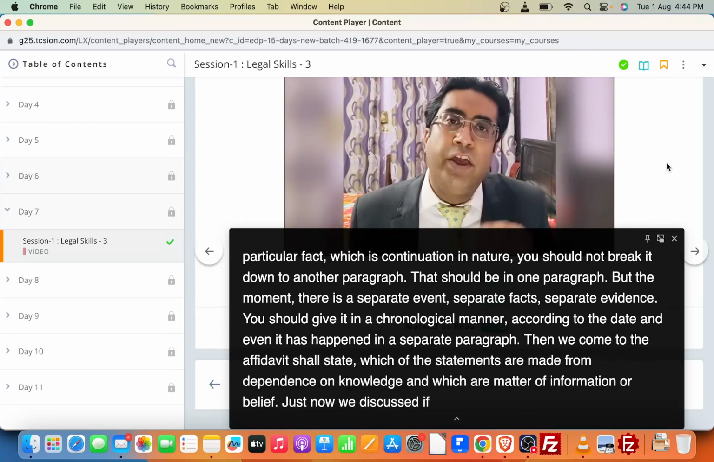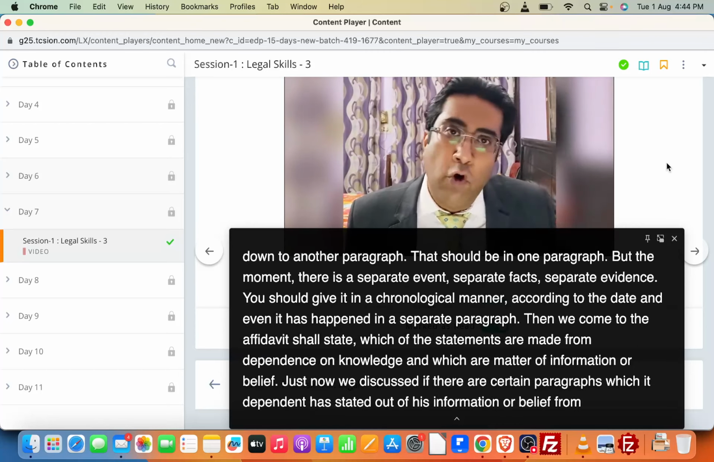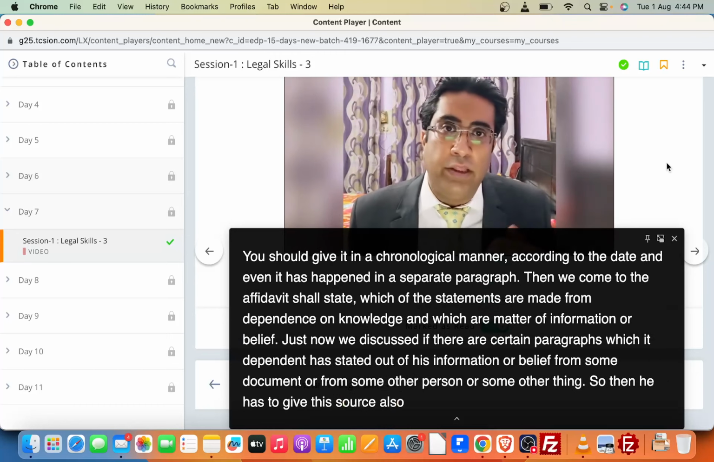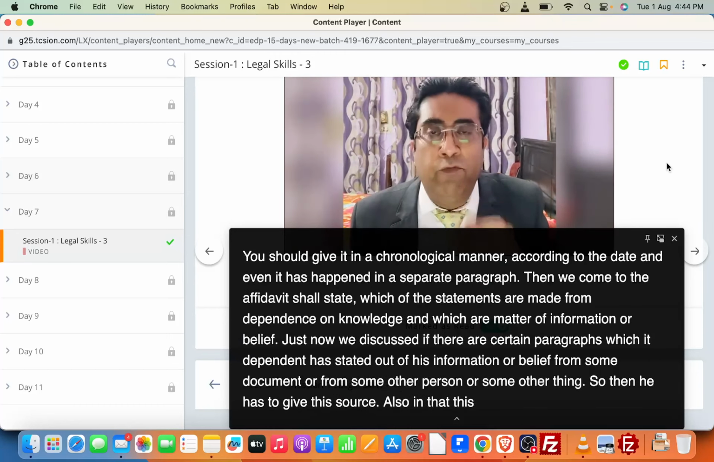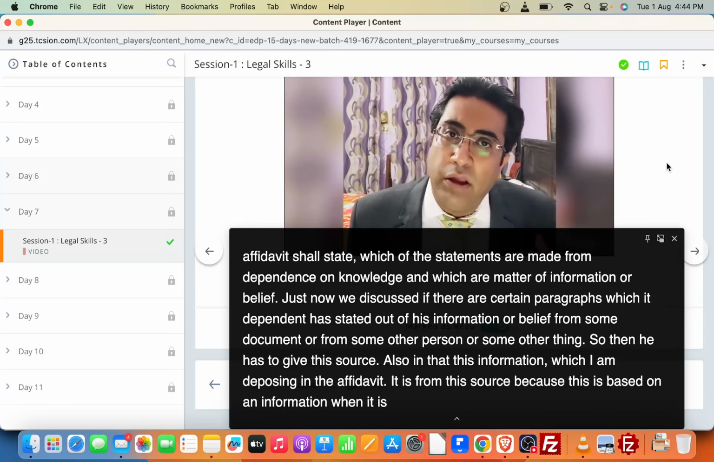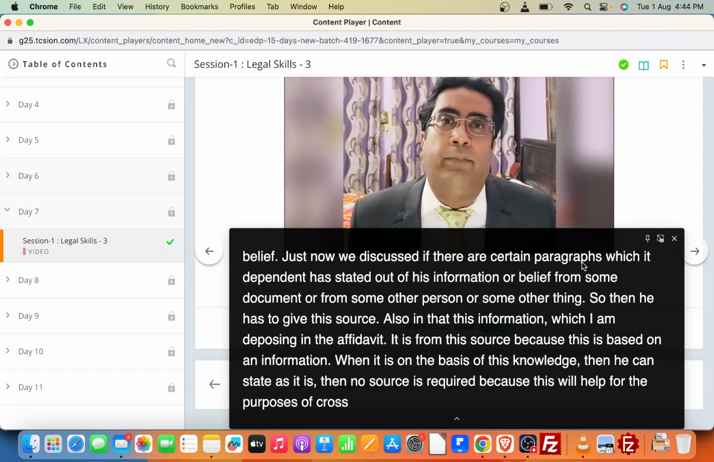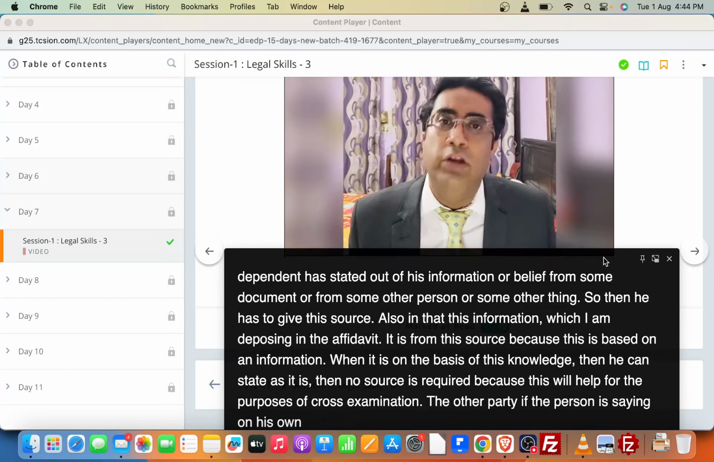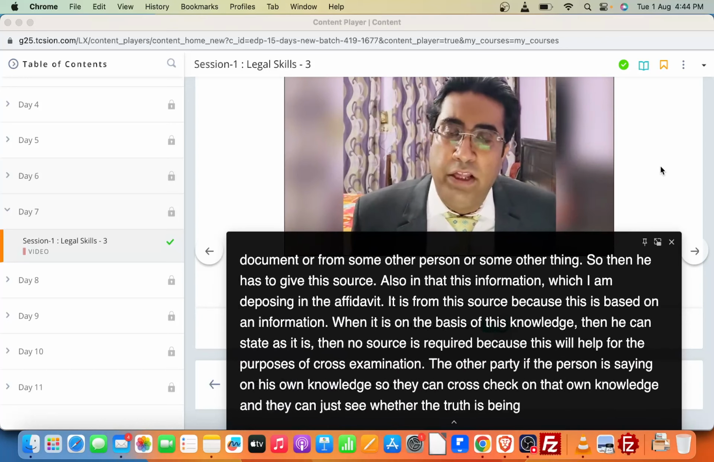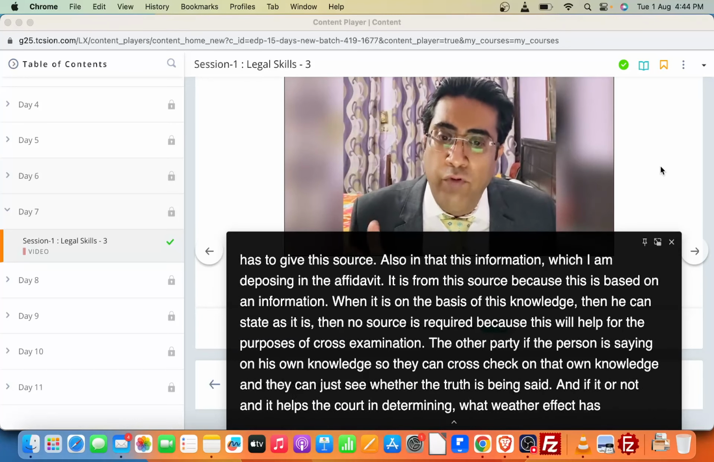Just now we discussed, if there are certain paragraphs which a deponent has stated out of his information or belief from some document or from some other person or some other thing, then he has to give the source also: that this information which I am deposing in the affidavit is from this source, because this is based on information. When it is on the basis of his own knowledge, then he can state it as it is, and no source is required, because this will help for the purposes of cross-examination. The other party can cross-check that own knowledge and see whether the truth is being said in the affidavit or not, and it helps the court in determining whether a fact has been proved or not proved.